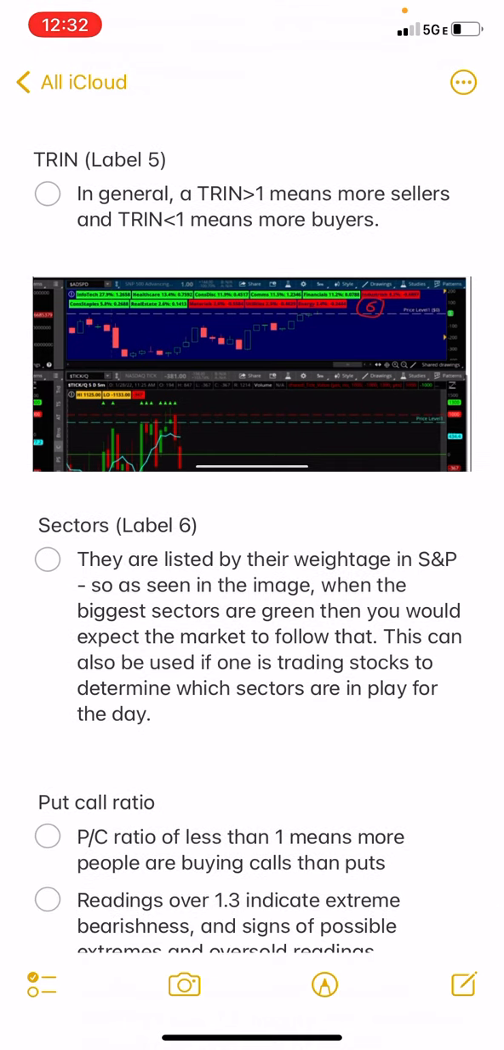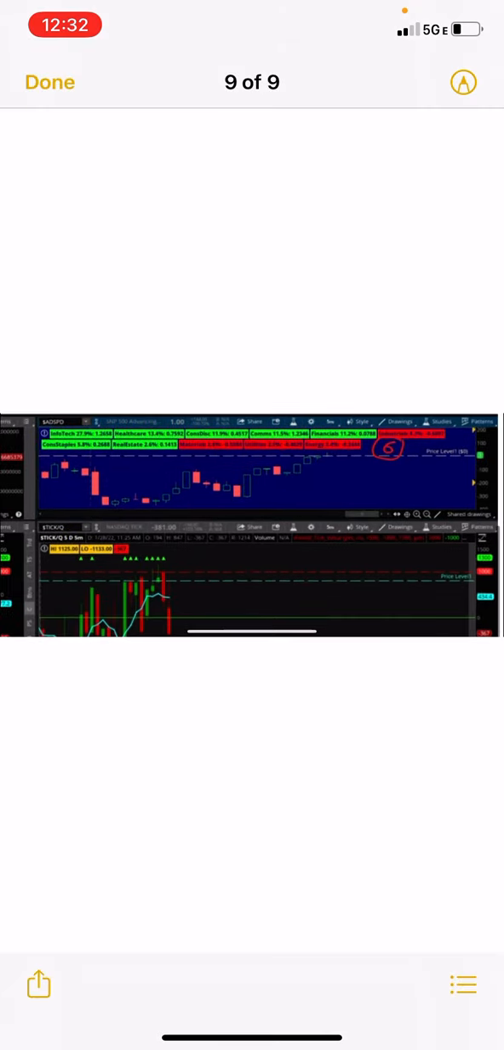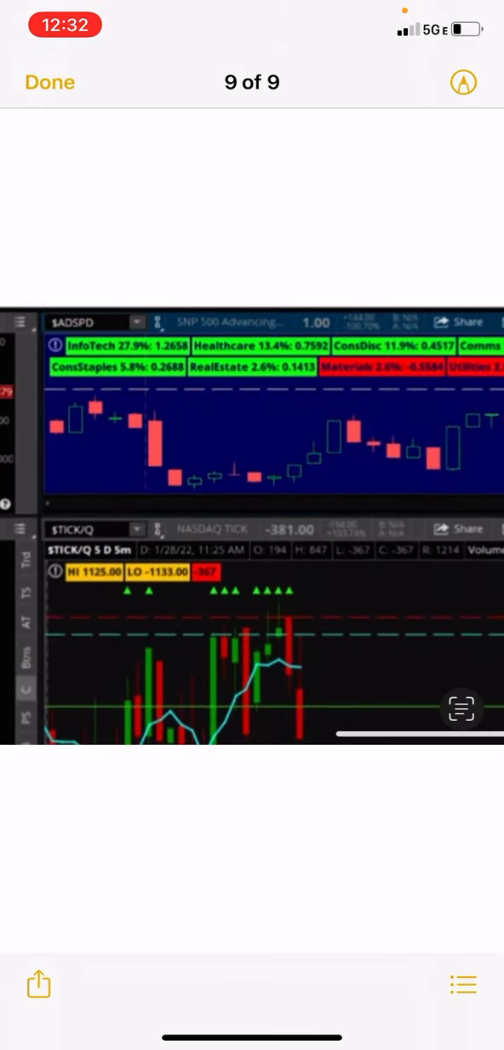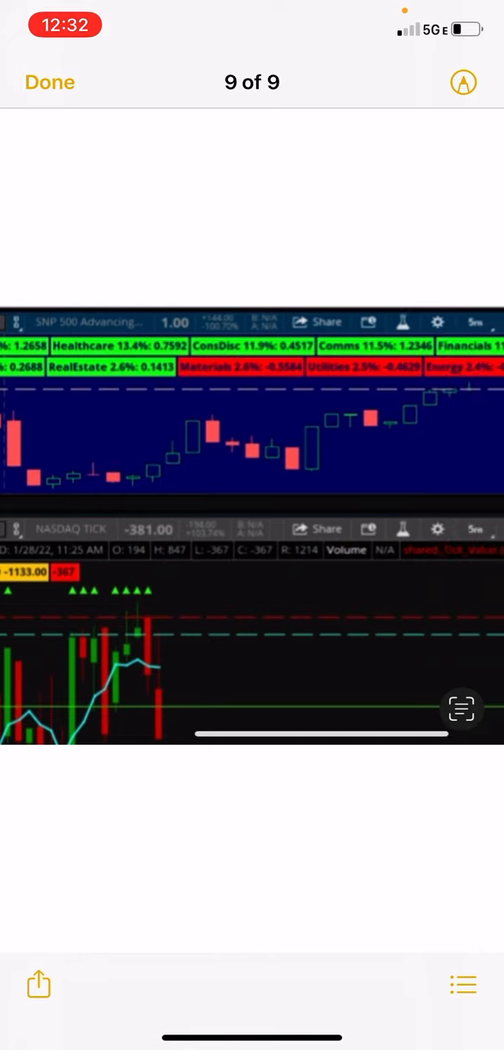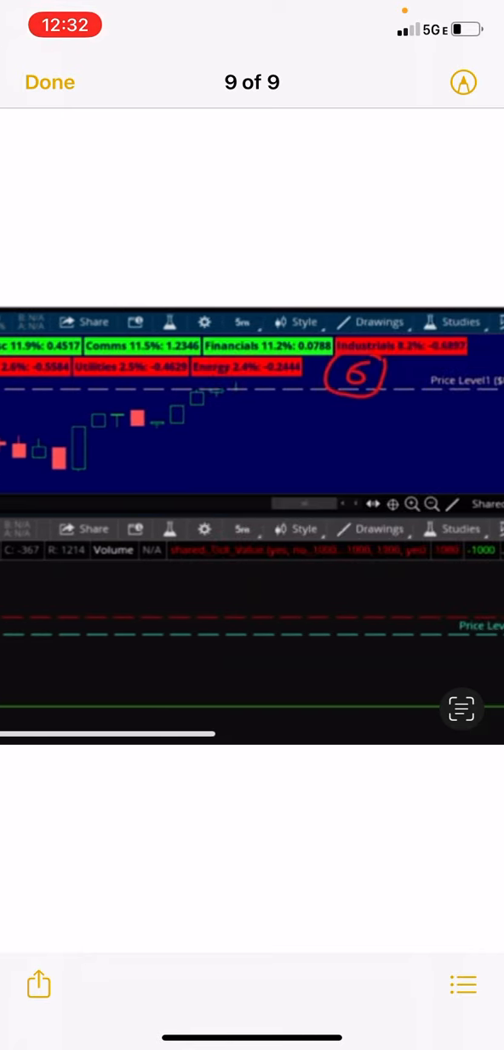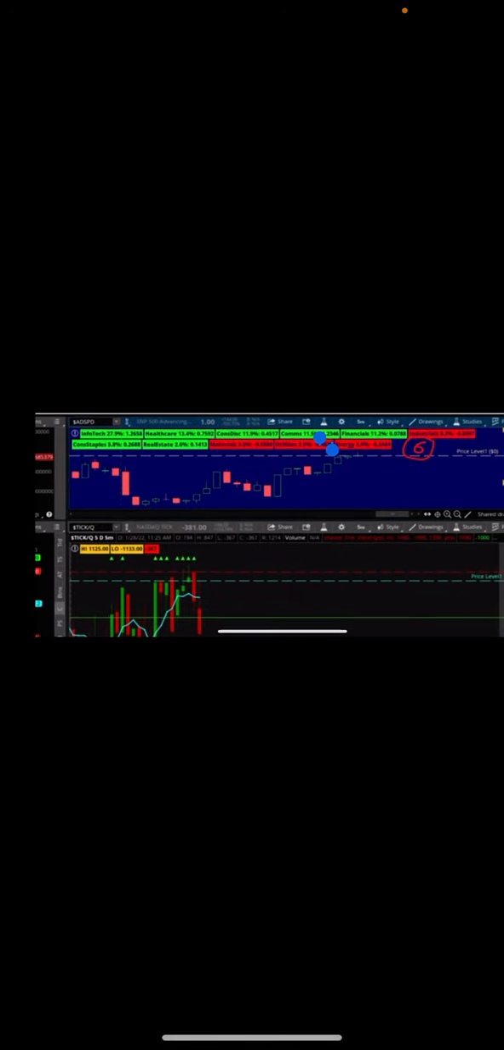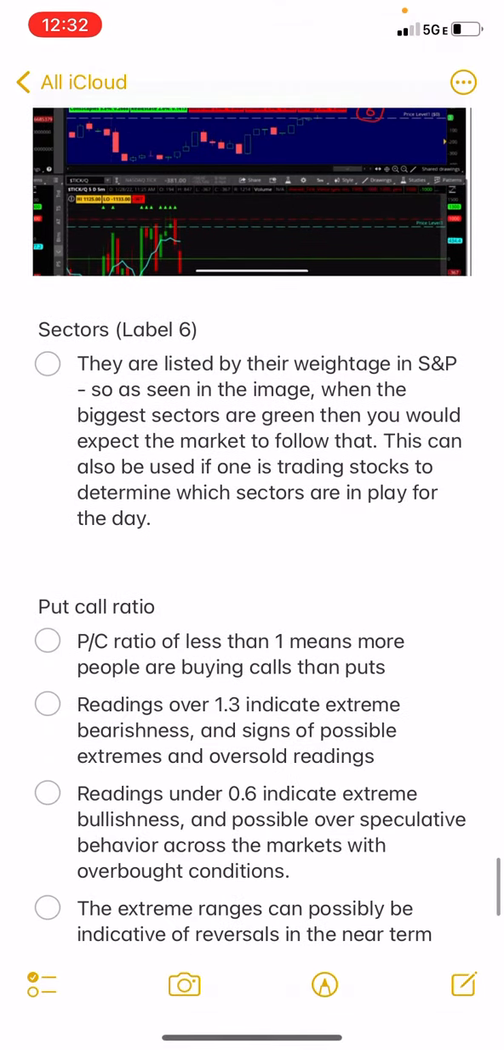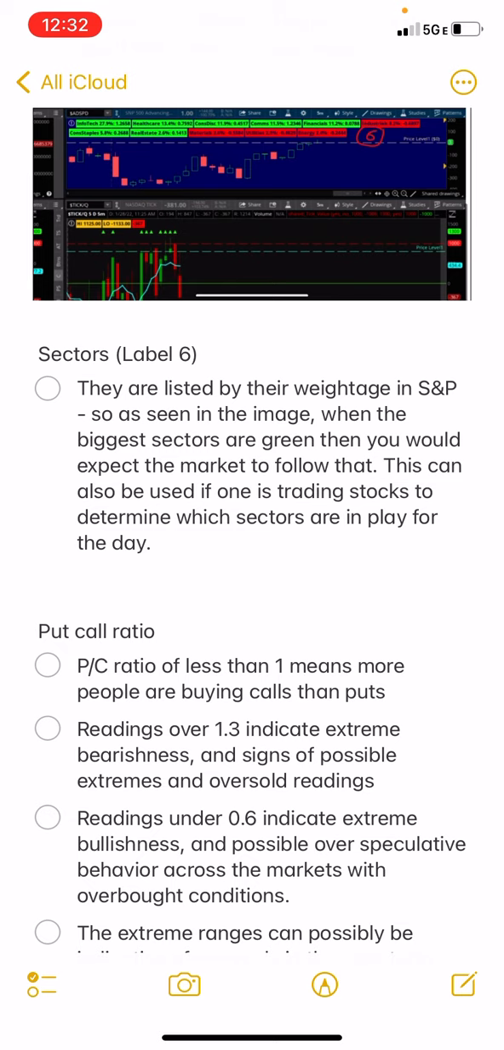Sectors is something that you can also look at. So how are the sectors performing? So you have the infotech, consumer staples, real estate, healthcare, materials, utilities, energy, financials. All the different sectors throughout the stock market. They're listed by their weightage in the S&P 500. So as seen in the image, when the biggest sectors are green, then you would expect the market to follow that. So this can also be used if you're trading stocks in a particular sector, right?